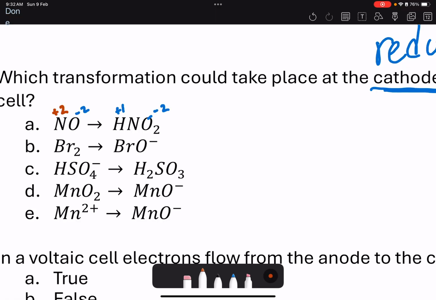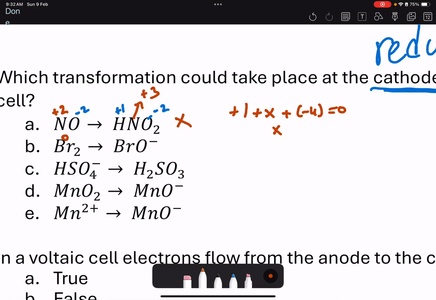Here, N is going to be plus 2 because NO is neutral. So if O is minus 2, then definitely N should be plus 2. And in this one, I have plus 1 for hydrogen. I don't know the N, and I have 2 of O2, so that is going to be minus 4 equals 0. So x is plus 3. So from 2 to 3, it got oxidized, anode.